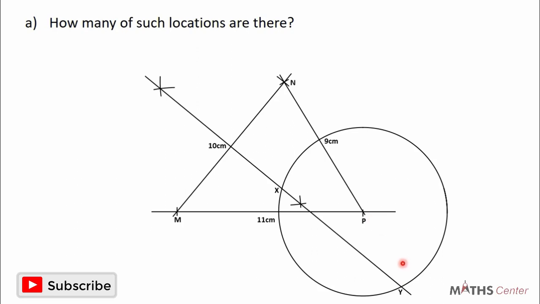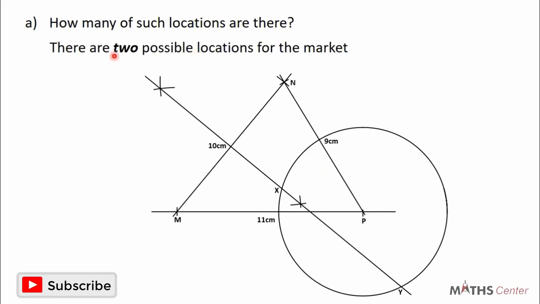So we can see that at point X and point Y, both conditions for selecting the location of the market are satisfied. So these 2 points will give us the possible locations of the market. So to answer the question, we can say that there are 2 possible locations for the market. Let's move on to the next part of the question.